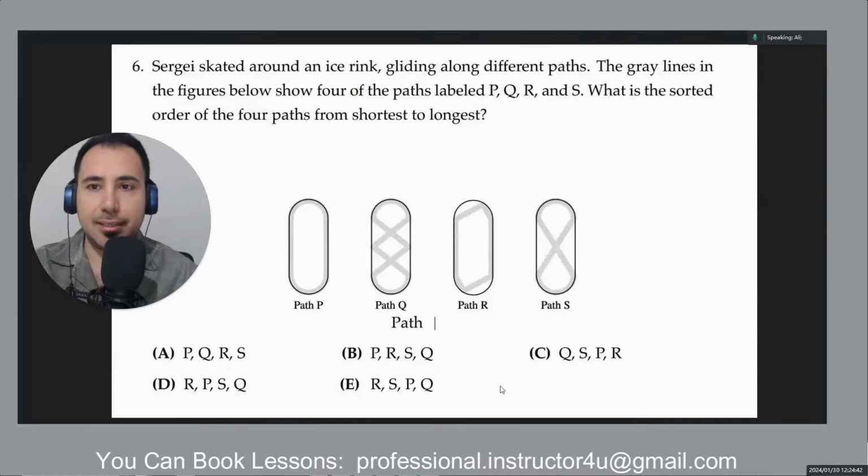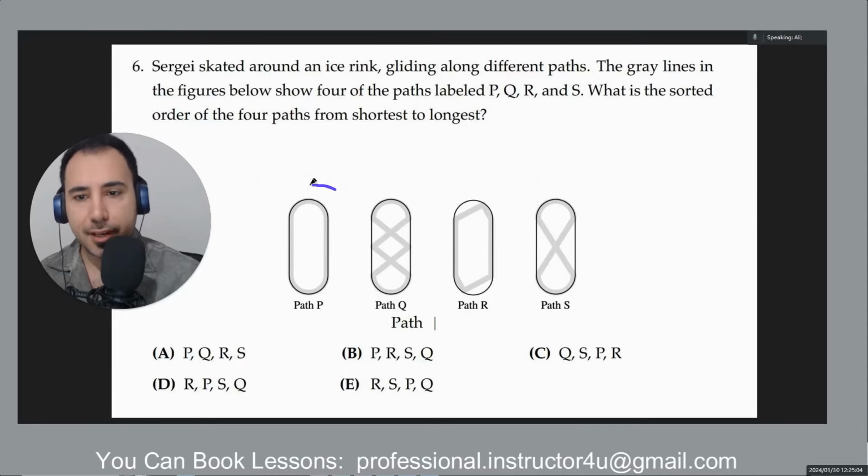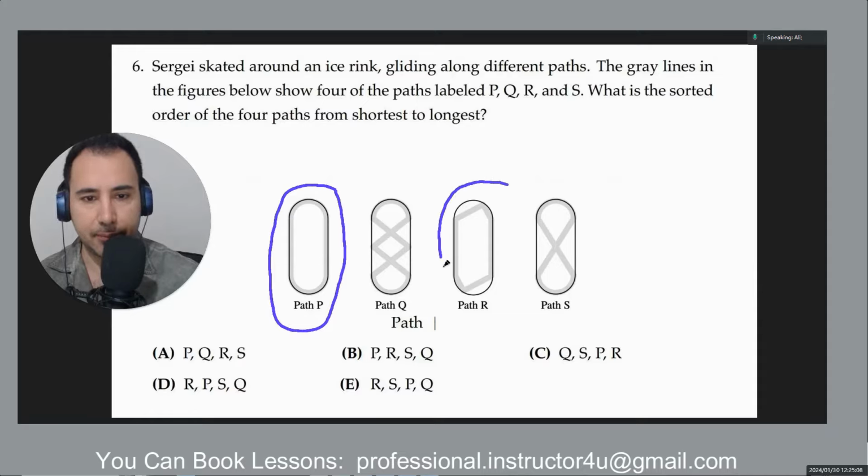Okay, Sergey skated around an ice rink, gliding along different paths. The gray lines in the figures below show 4 of the paths labeled PQRS. What is the sorted order of the 4 paths from the shortest to the longest? Okay, so of all of these, which one do you think is shortest? To find the shortest, we have to have a comparison between these two, right? So one of them is the shortest.